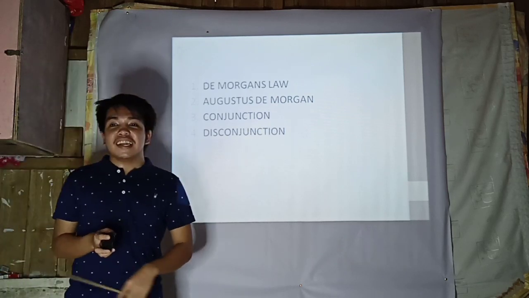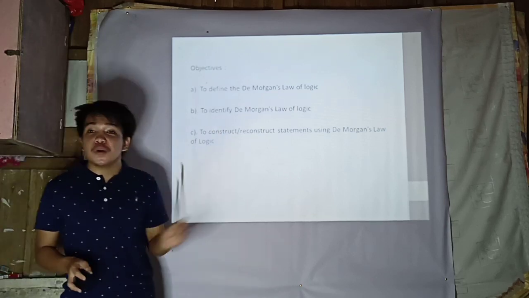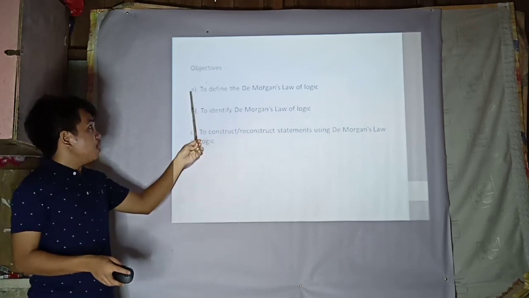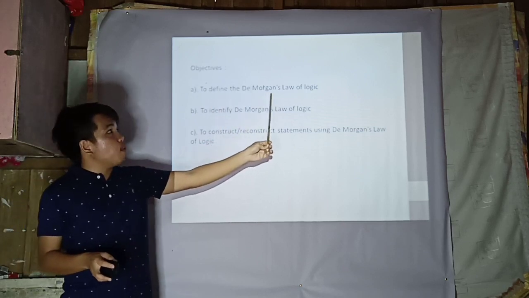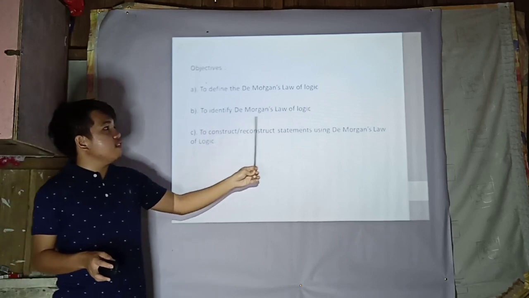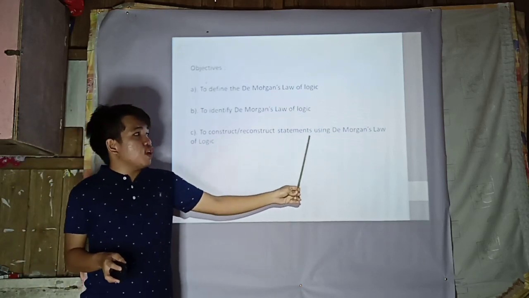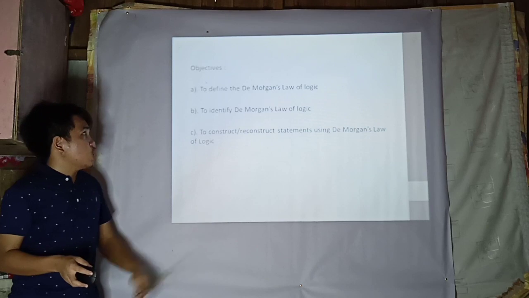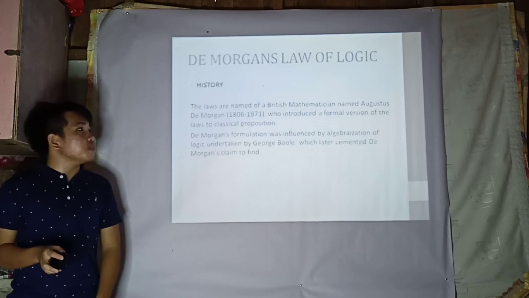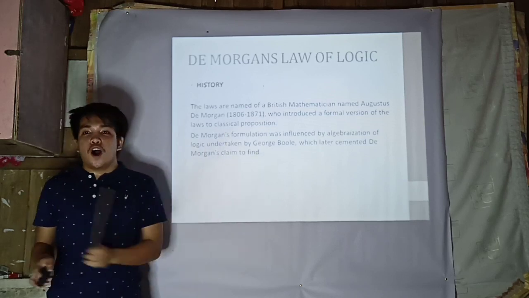Okay. So for now, let us start our discussion. But we must first know the objectives of our topic. Our objectives are: first, to define De Morgan's Law of Logic. Second, to identify De Morgan's Law of Logic. And third, to reconstruct statements using De Morgan's Law of Logic. So, we already know our objectives for this lesson. Our topic for today is all about De Morgan's Law of Logic.